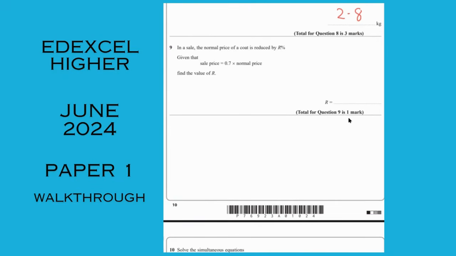Number 9, easier than you think. So don't forget, if you were wanting to reduce by 1%, your multiplier would be 0.99. Well, this multiplier is 0.70, so similar logic. It's losing 30 pence in the pound. It's losing 30%.